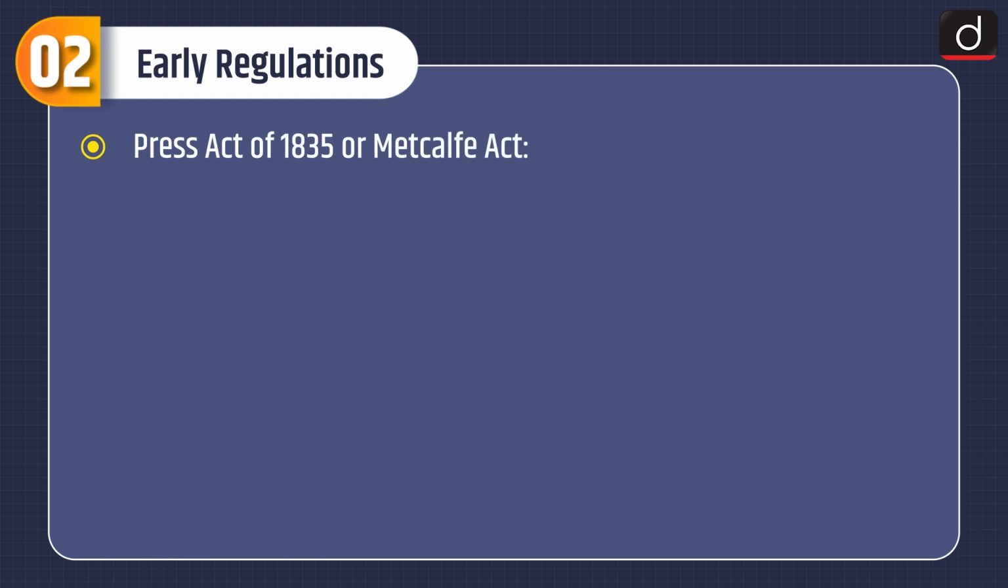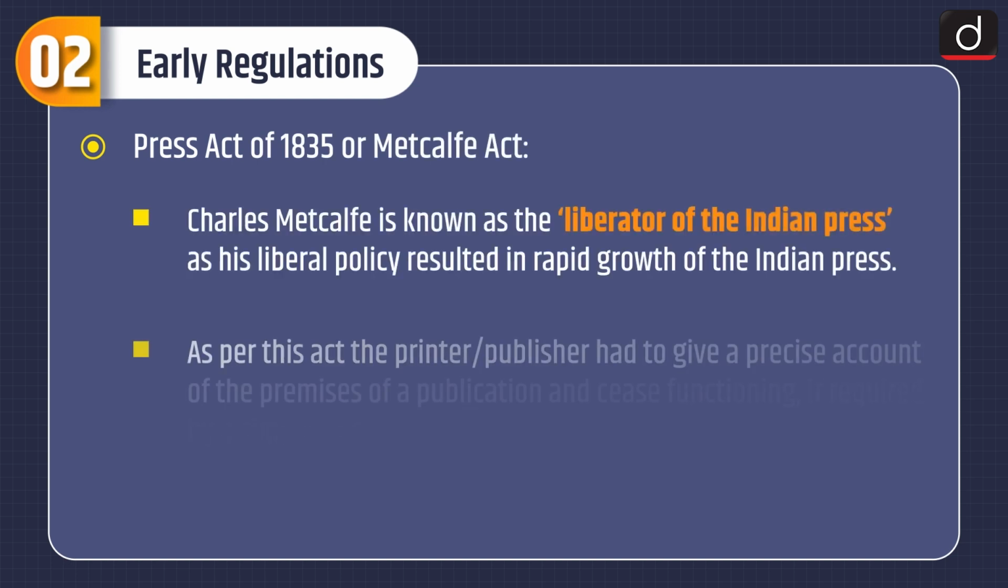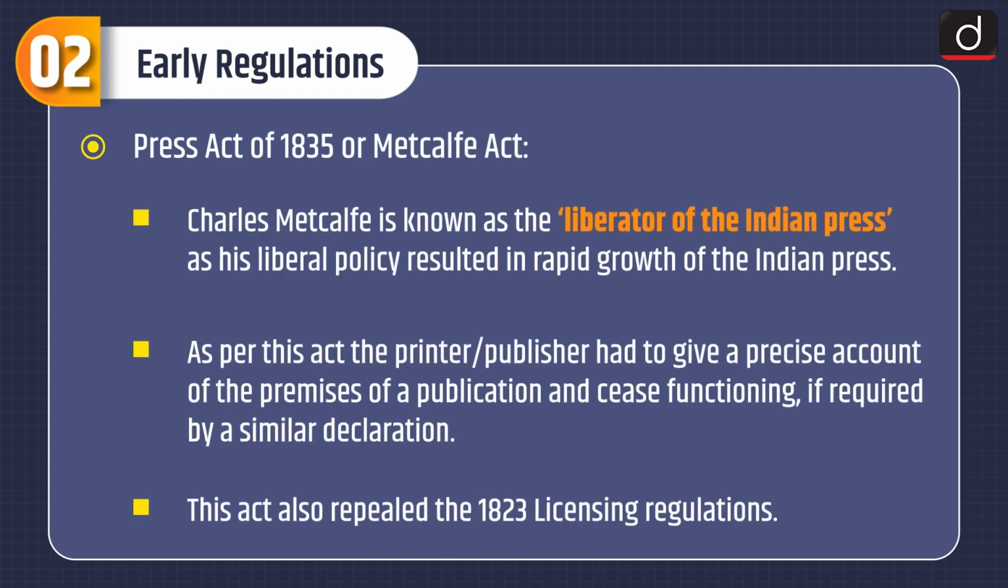Press Act of 1835 or Metcalfe Act. Charles Metcalfe is known as the liberator of the Indian press as his liberal policy resulted in rapid growth of the Indian press. As per this act, the printer or publisher had to give a precise account of the premises of a publication and cease functioning if required by a similar declaration. This act also repealed the 1823 licensing regulations.